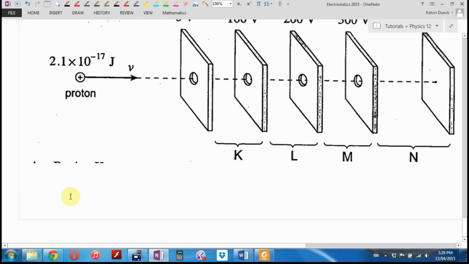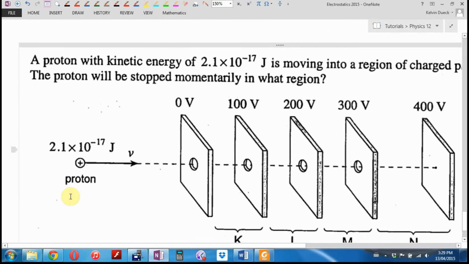Did they tell me the proton's initial speed? No. What did they tell me? Its initial kinetic energy. What do they want me to find? When this proton will be stopped.